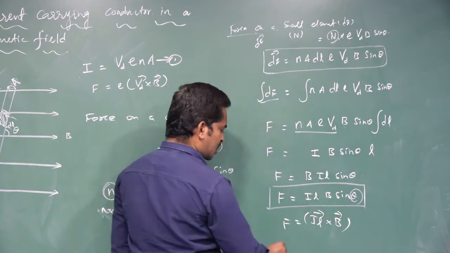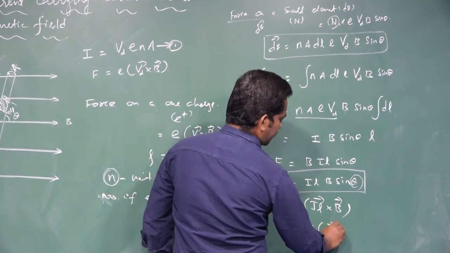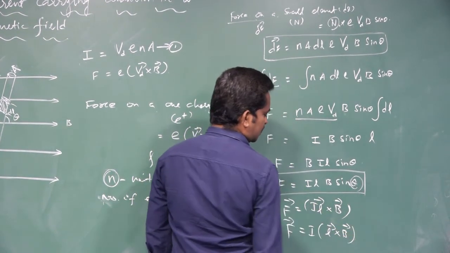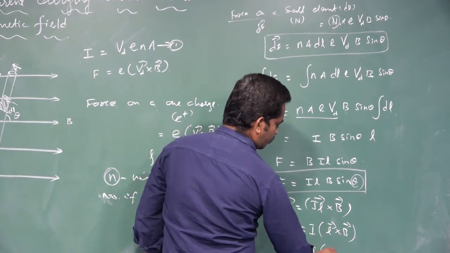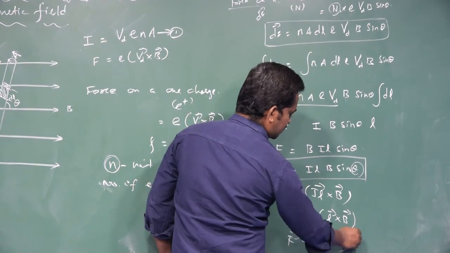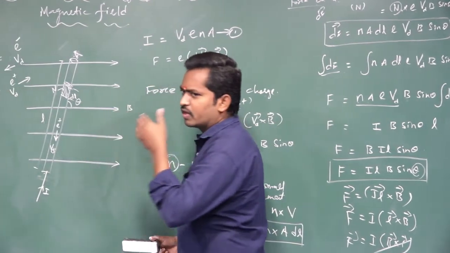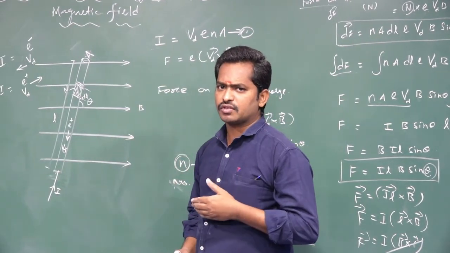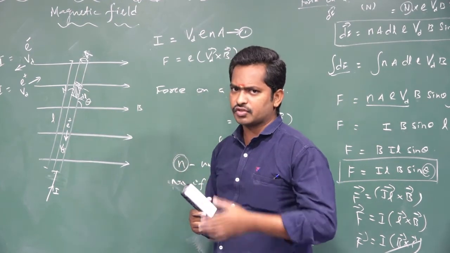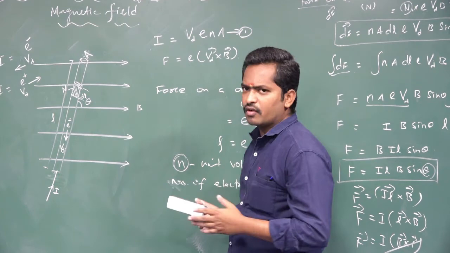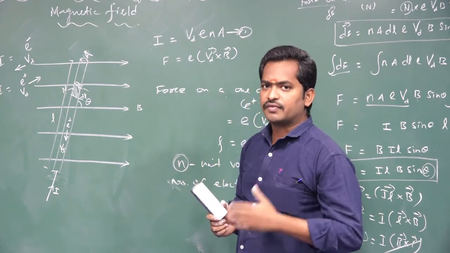F vector is equal to I into L vector cross B vector. It is not possible to write F vector equal to I into B vector cross L vector; that is wrong. It must be L vector cross B vector, because direction is very important here. I is the current direction, and B is the field direction. What is the force direction? The force direction is given by two laws: one is the right hand palm rule, and the other is Fleming's left hand rule.